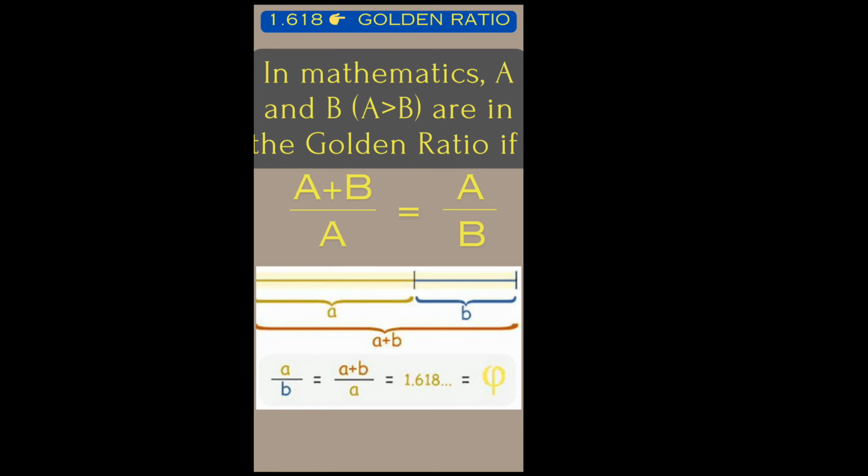In mathematics, A and B are in the golden ratio if A plus B by A is equal to A by B, where A is greater than B. That is equal to the golden ratio, 1.618.